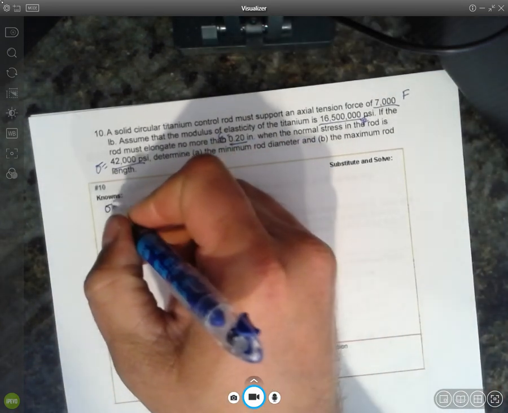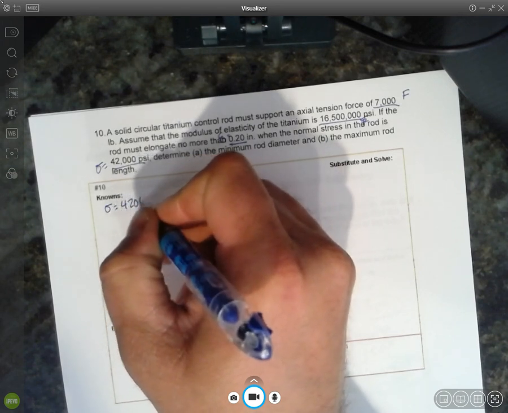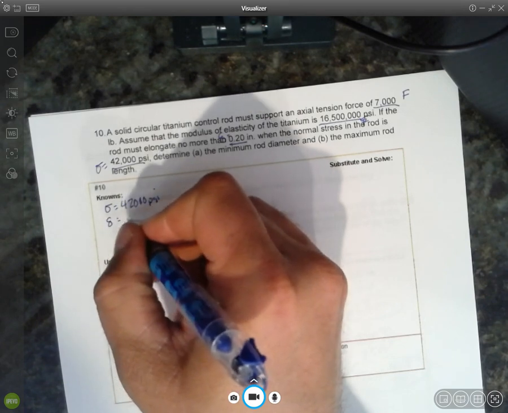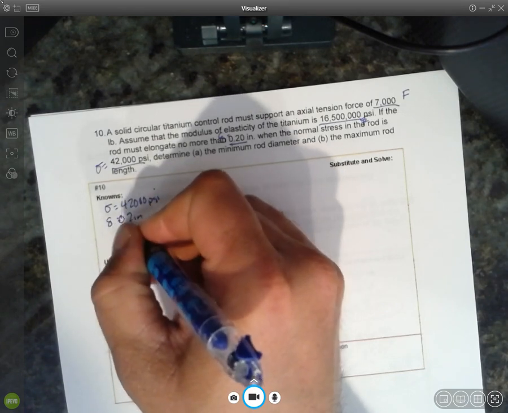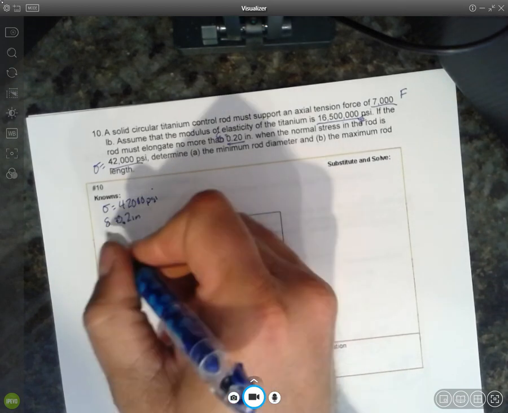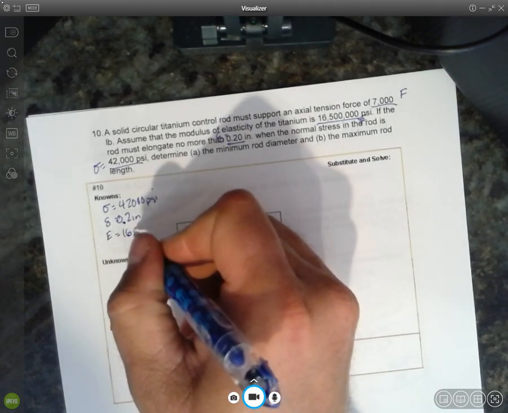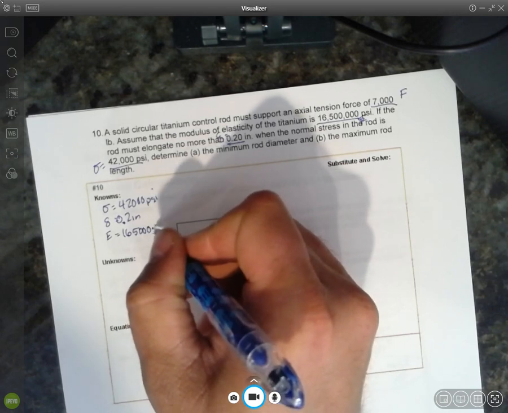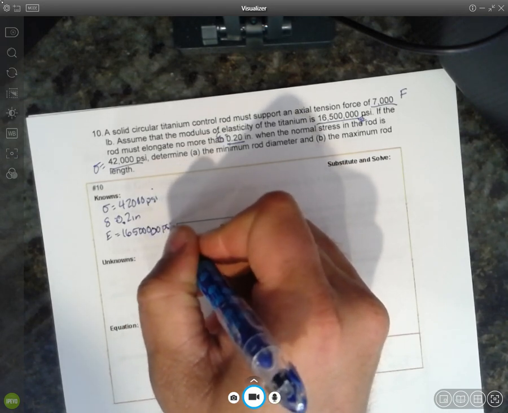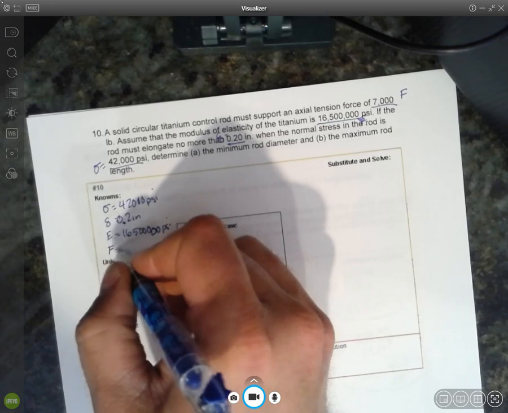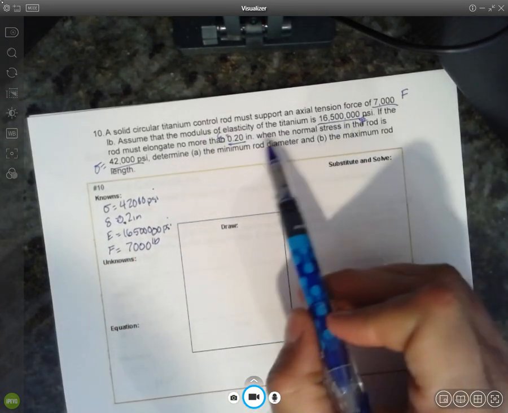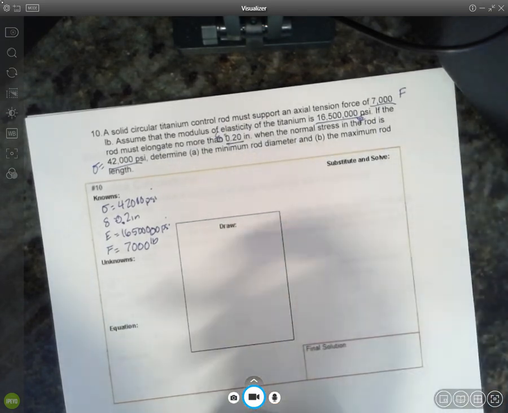So we know stress, 42,000 psi. We know deformation, 0.2 inches. We know elasticity, 16,500,000 psi. We know force, 7,000 pounds. Anything I'm missing? I think that's it. What do we not know?